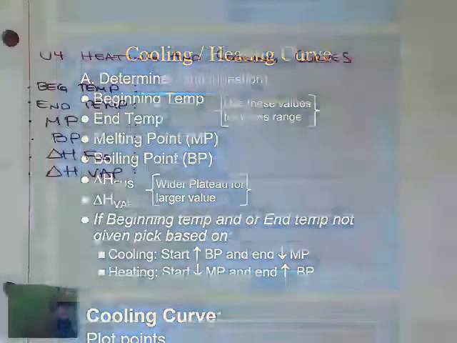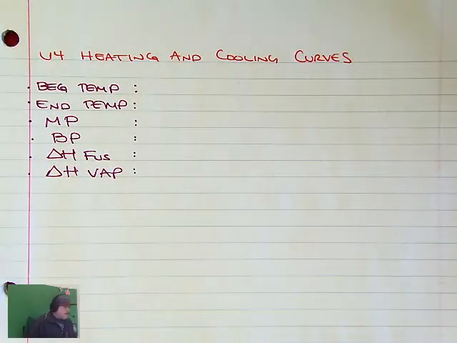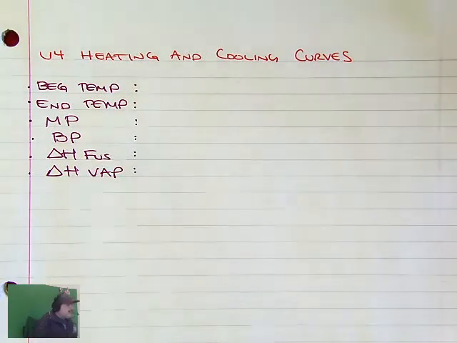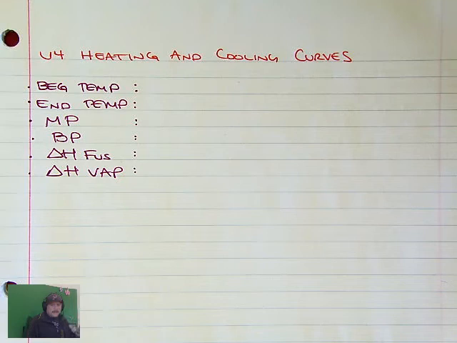Okay, your paper's set up. Unit 4, heating and cooling curves. And here are the 6 items I have to look for. I'm just going to read the problem, and as I read it, I'm going to fill it in. That's all I'm going to do right now.